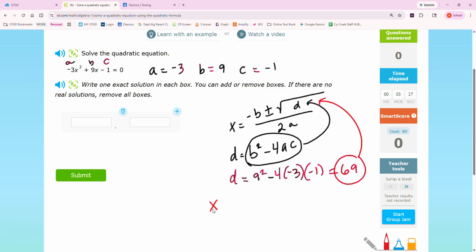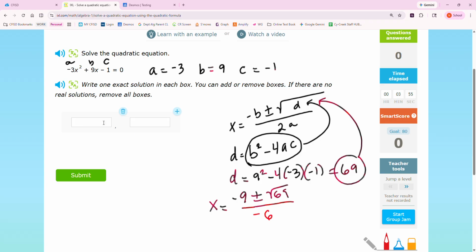So now let's go ahead and fill out our formula. So our b value is 9. So that's going to be negative 9 because that's negative b, plus or minus the square root of 69, all over 2 times our a. So 2 times negative 3. So 2 times negative 3 is going to become negative 6. So that becomes negative 6.